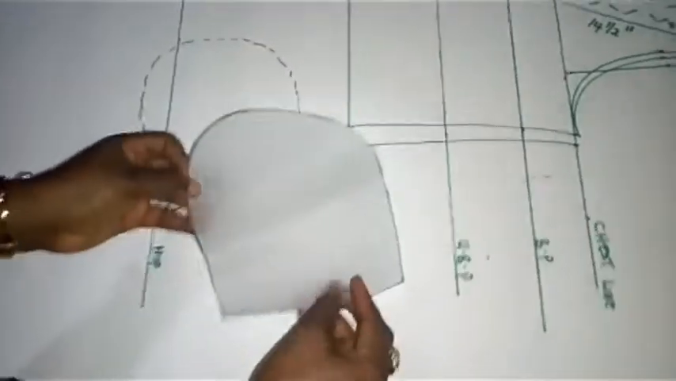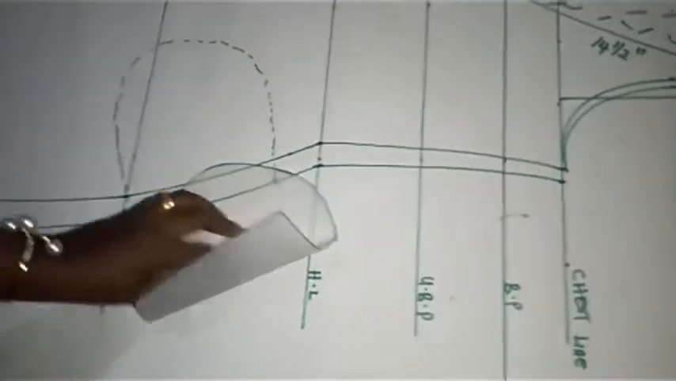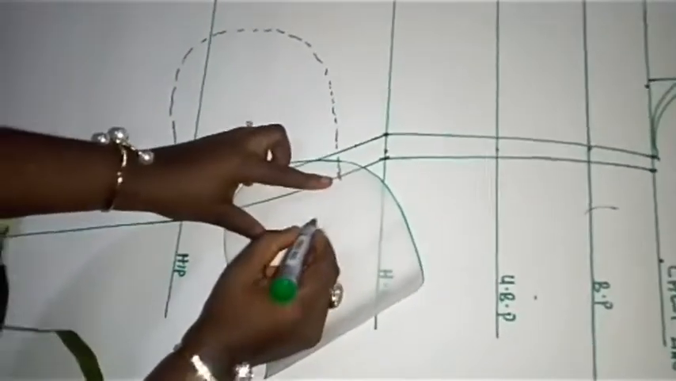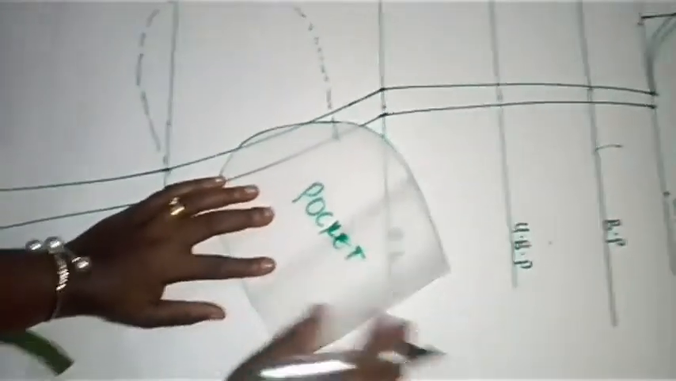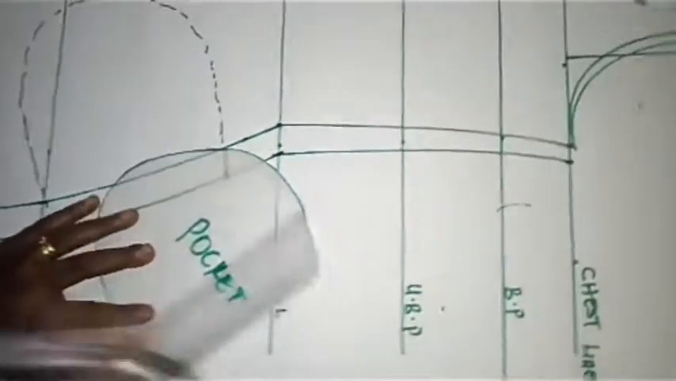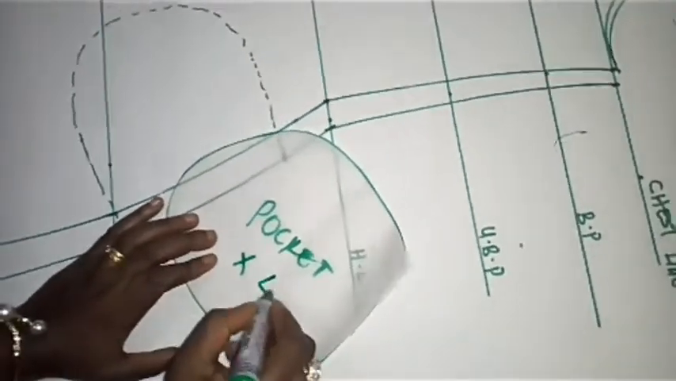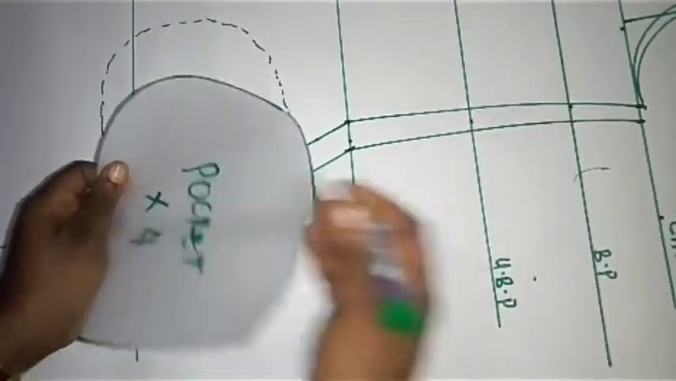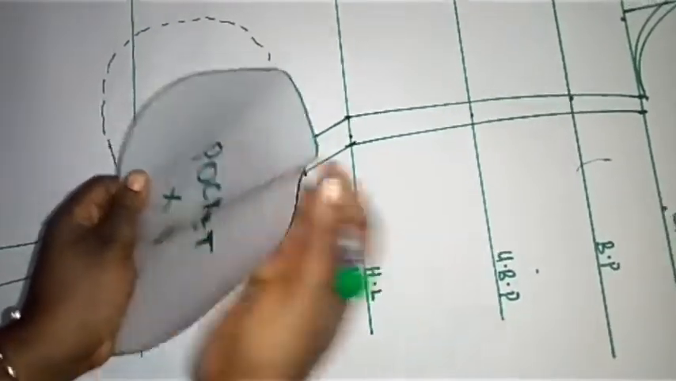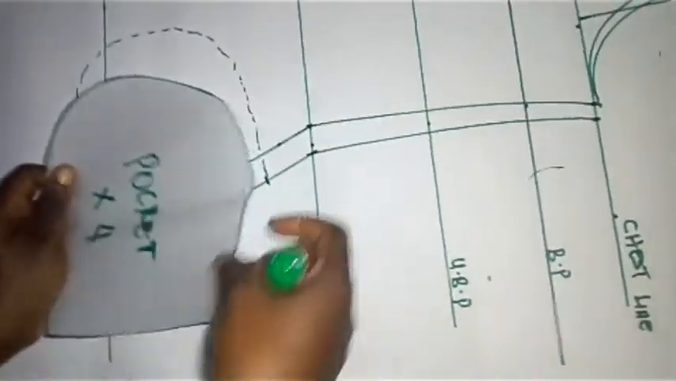Now you can see I've traced out my pockets. Okay, so this is my pockets. This pocket you are seeing here, I'm going to cut this piece of pocket by 4 times 4. Okay, what do I mean? I will have another like this to attach this and add my seam allowance.